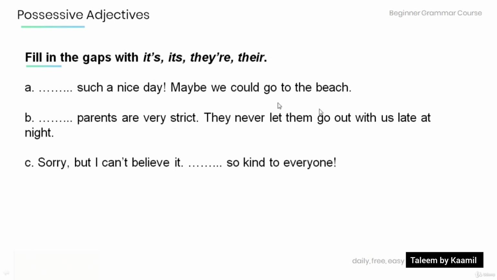Now read the following sentences and fill in the gaps with its, it's, their, or they're. A. Such a nice day. Maybe we could go to the beach. B. Parents are very strict. They never let them go out with us late at night. C. Sorry, but I can't believe it. So kind to everyone.